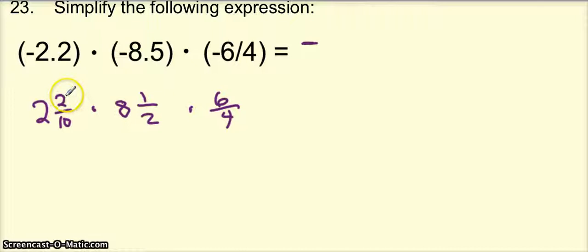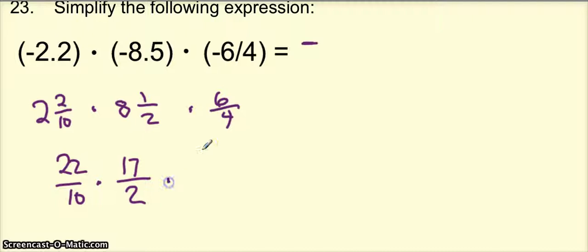So 10 times 2 is 20, plus 2 more is going to give me 22/10, times 8. 2 times 8 is 16, plus 1 more gives me 17/2, and then 6/4. Again, I left off the signs because we took care of the signs at the beginning.